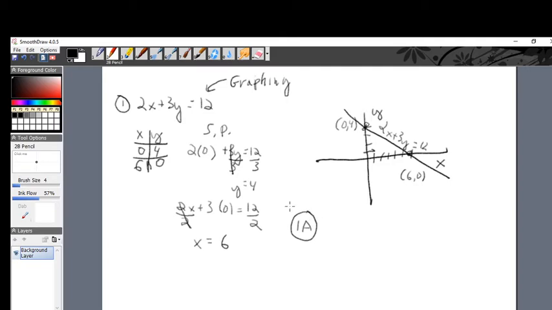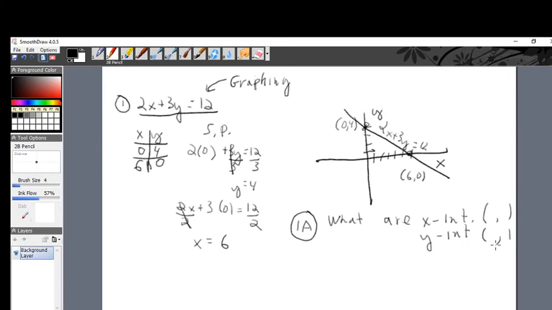Let's talk about the same graph right over here. What are the intercepts? Just two intercepts, the x-intercept and the y-intercept. What are they? What are the coordinates of the x-intercept? And what are the coordinates of the y-intercept?